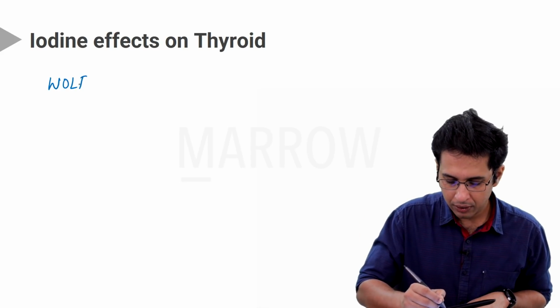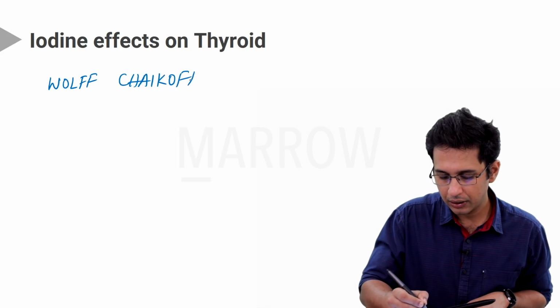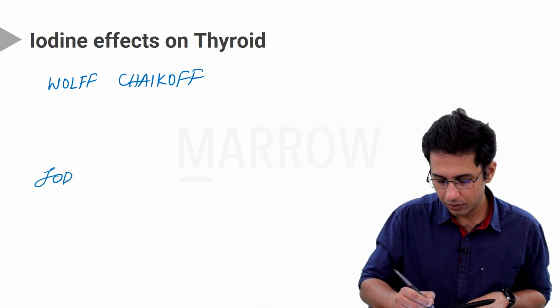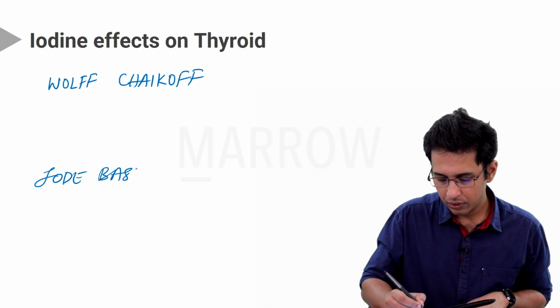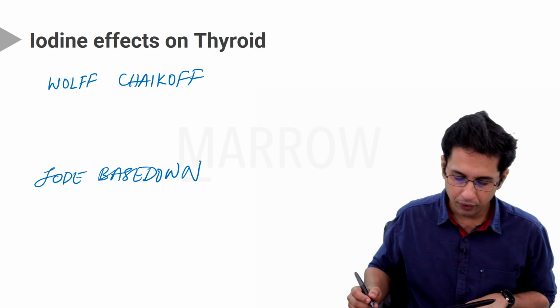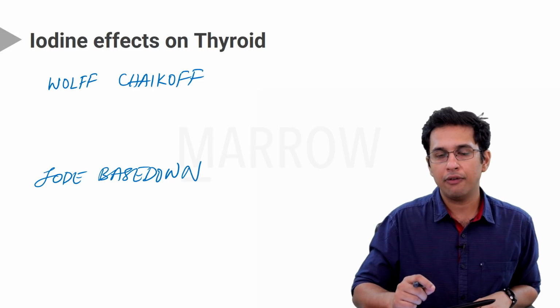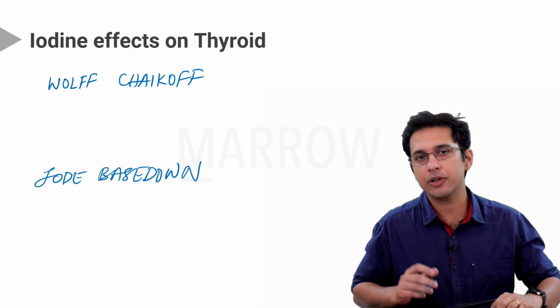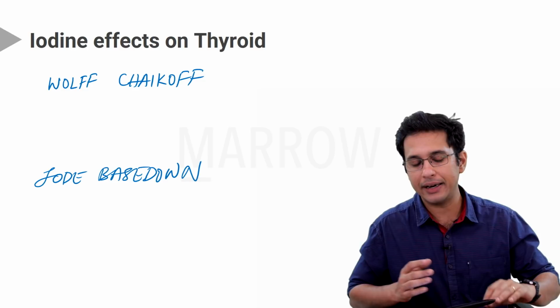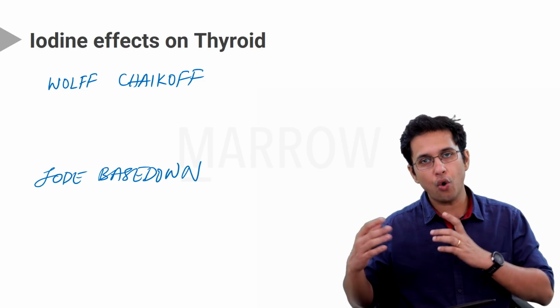Wolff-Chaikoff, you know that, right? Jod-Basedow. Usually you study it as a footnote. No, it's very important. Wolff-Chaikoff is a protective mechanism in the human body. Thanks to the sodium iodide importer, the thyroid has this habit of taking up iodine, whatever comes, right? What happens if there is so much iodine?